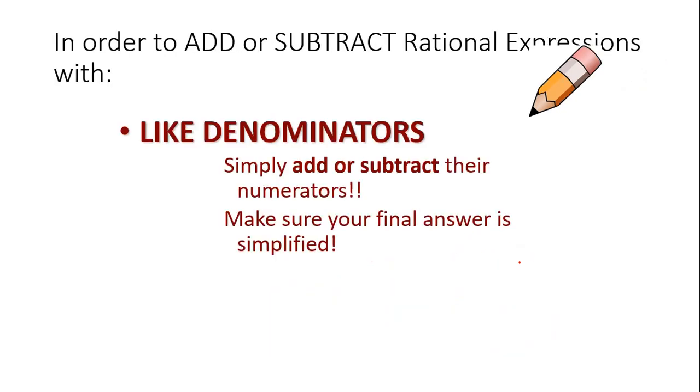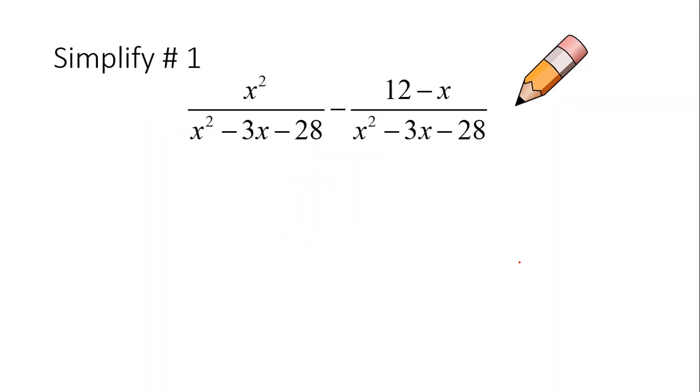So, in order to add or subtract rational expressions with like denominators, you need to add or subtract their numerators. That's all you're going to do. Don't mess with their denominators. Then you're going to make sure your final answer is simplified if you can. So let's try a problem here.